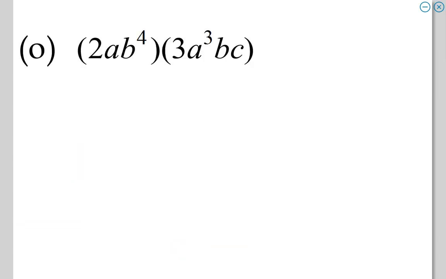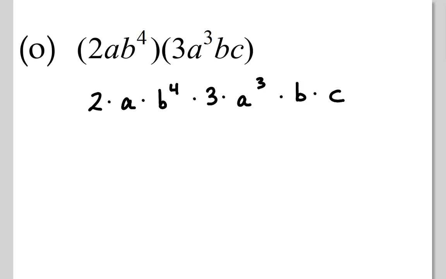This one's not too bad. Mostly just about understanding that you have like terms. What's nice is there's no exponents here. Well, there is. It's an exponent of 1, which you don't have to write. So that's nice about this. So really, those brackets, you don't even need those brackets. It's 2 times a times b to the 4 times 3 times a cubed times b times c.